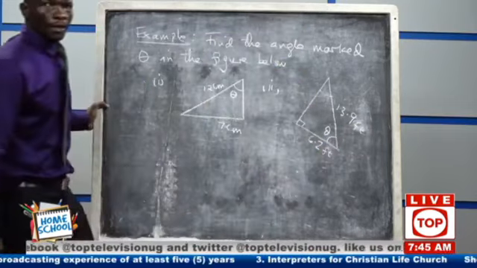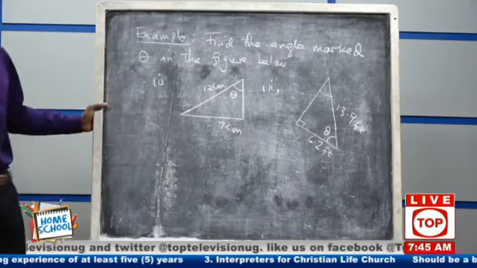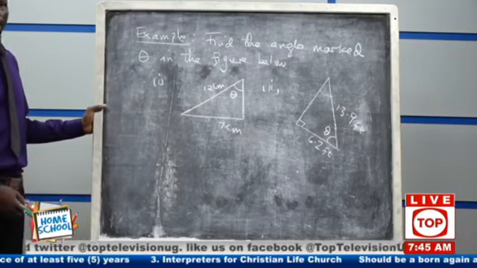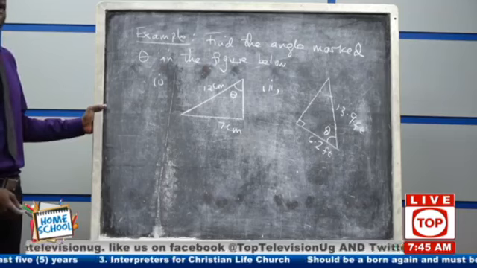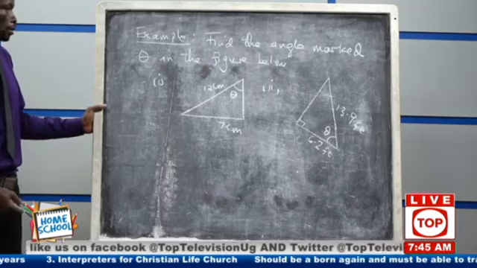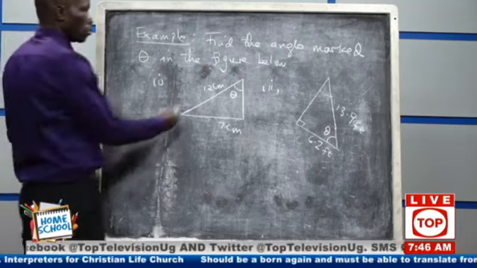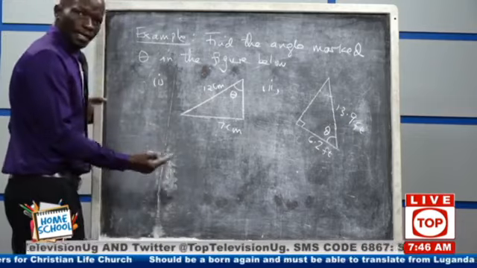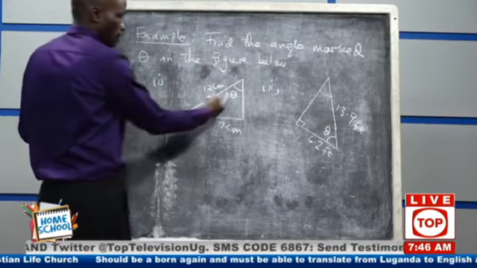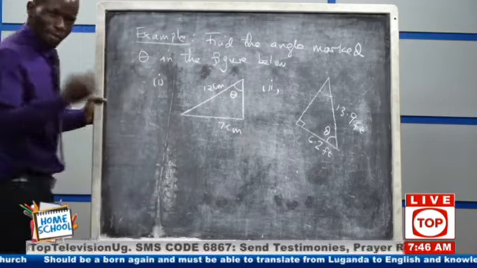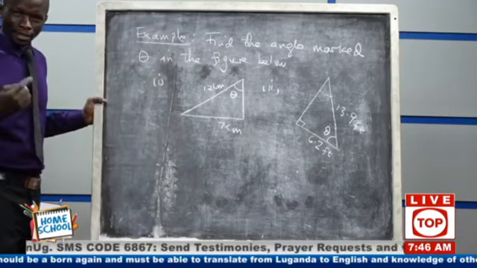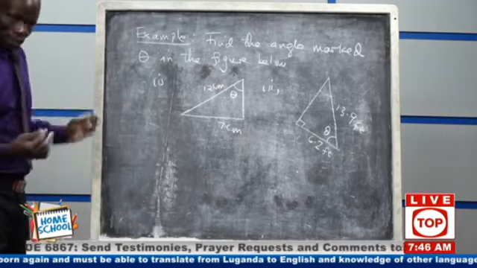Okay, so there we are. Find the angle marked theta in the figure below. The angle marked theta. So I come to Roman numeral 1. Where is the theta? First of all, identify where the angle is. It is here. The moment you have identified that, the next thing should be my SOHCAHTOA.